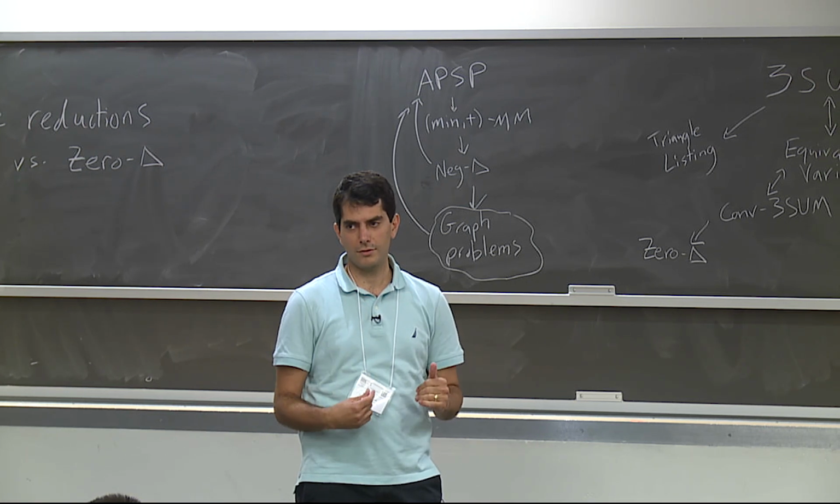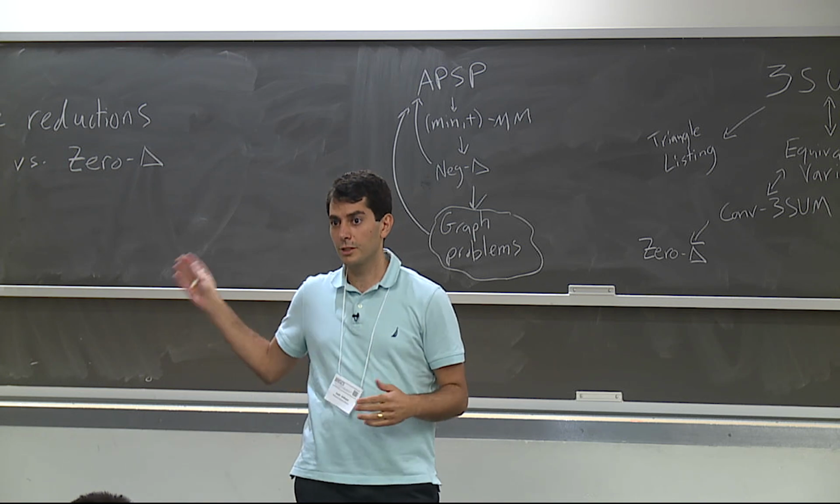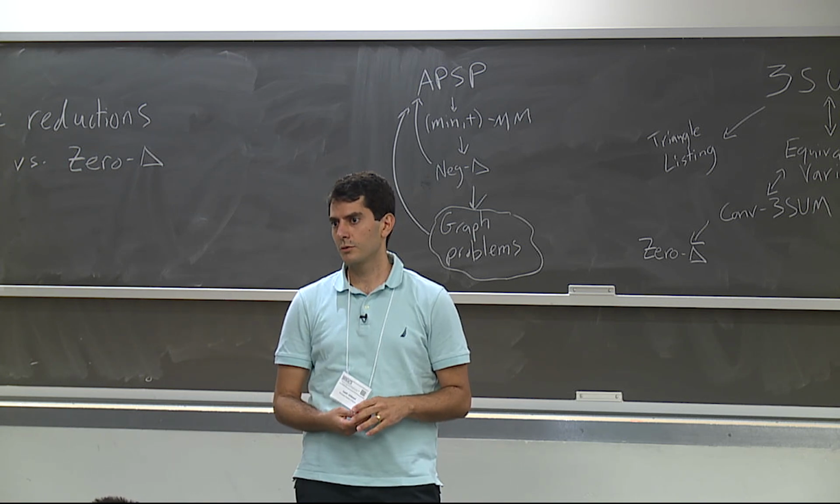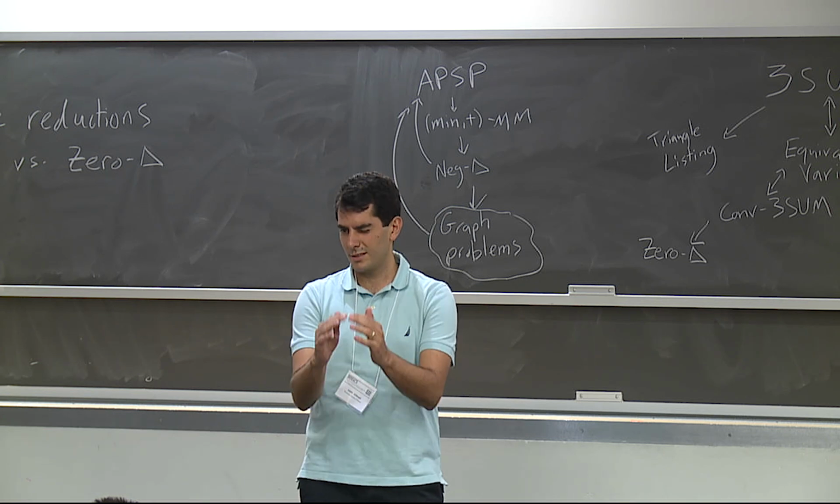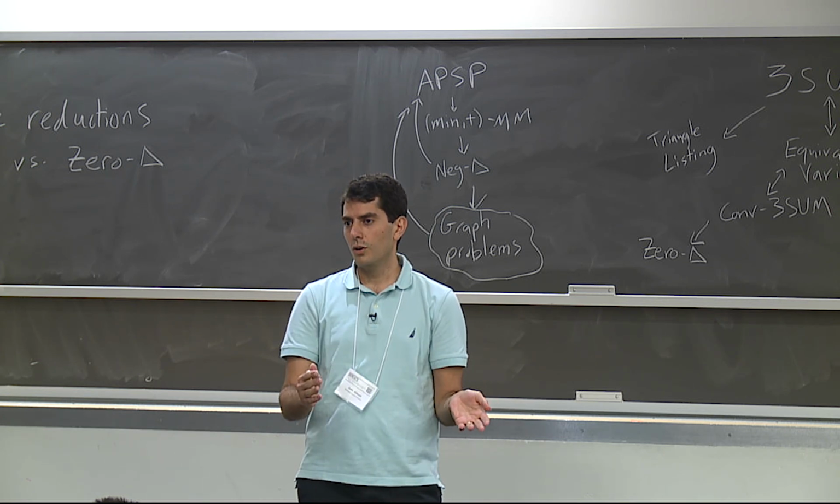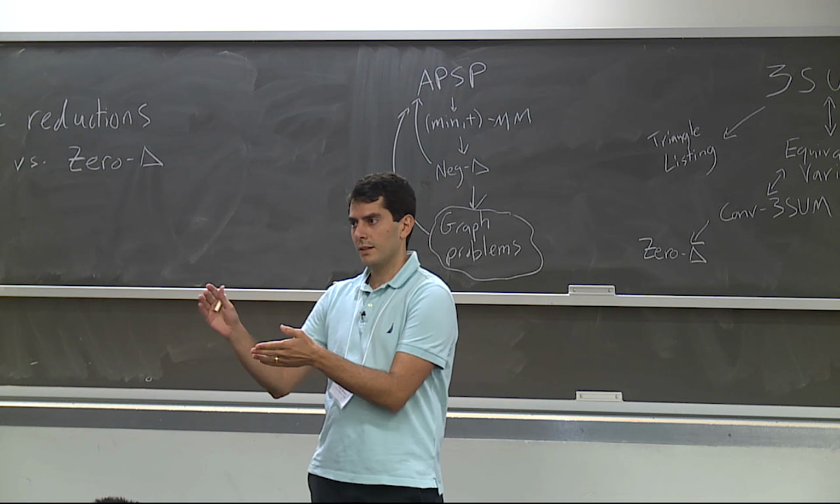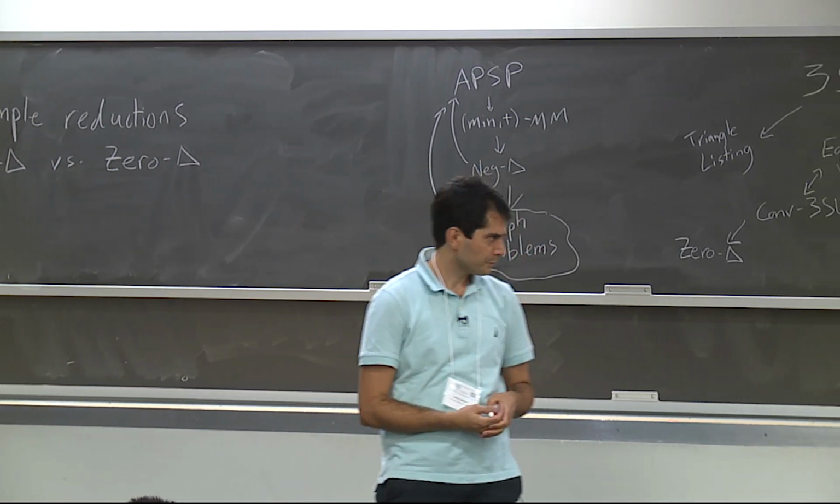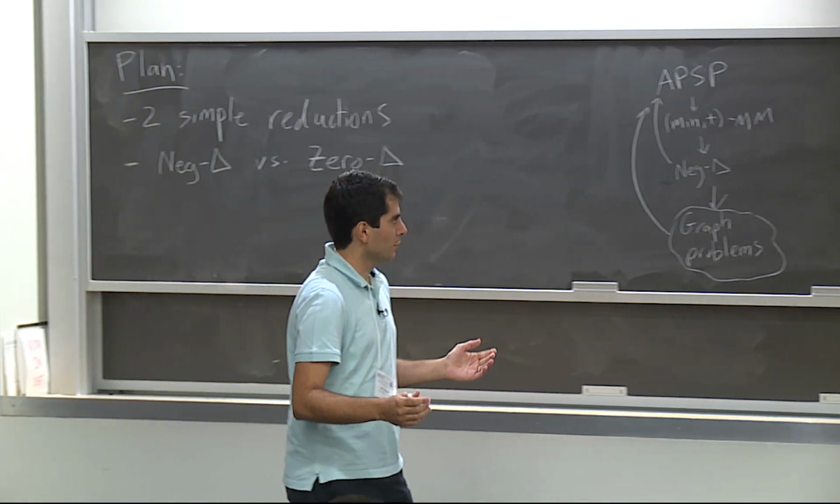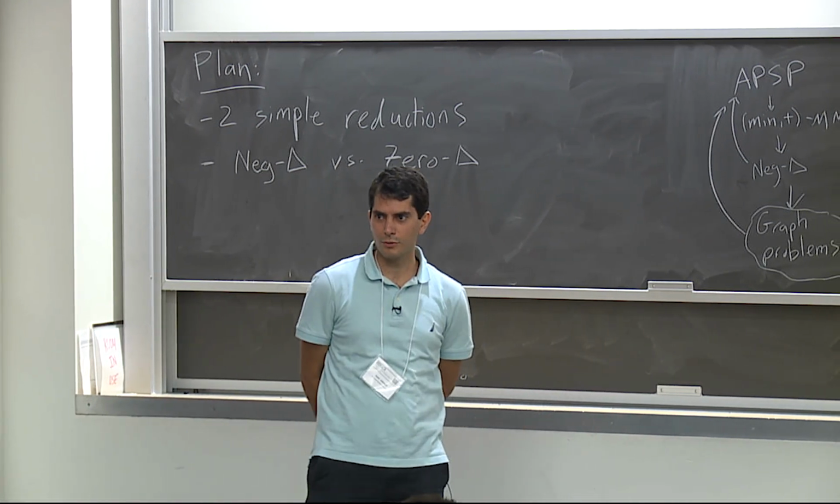This is going to be a general reduction we will show: finding whether there exists something that's negative, smaller than something, or finding something that has weight exactly something. Which of these two things is easier? So we'll show a reduction in one direction.